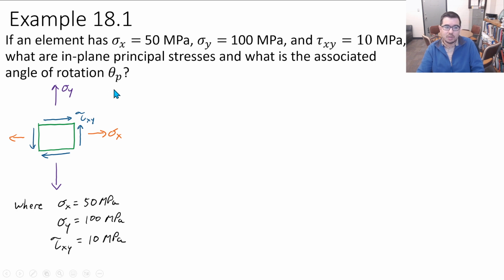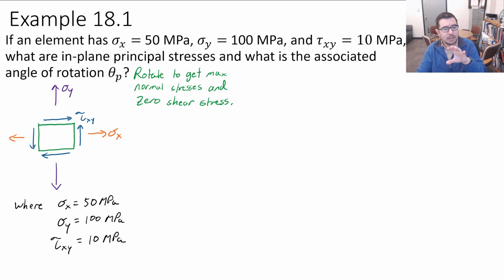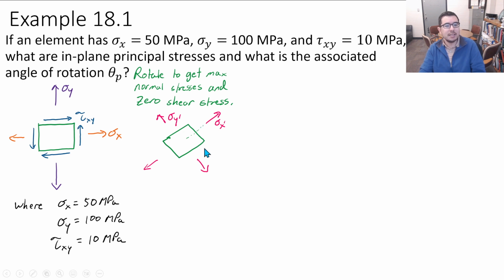All right, so we'll go back and think about what, generally speaking, we're going to show, how you calculate these quickly in the future. But now we're just trying to explain what is happening and what the state of stress looks like. So we're trying to rotate to get max normal stresses and zero shear stress. Okay, so we're looking for something where we have zero shear stress, essentially, and we have what we consider to be at least one maximum normal stress.